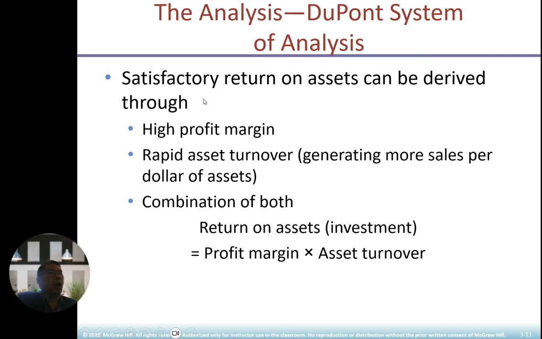A satisfactory return on assets can be derived through a high profit margin, rapid asset turnover, or a combination of both. Return on assets is profit margin times asset turnover.